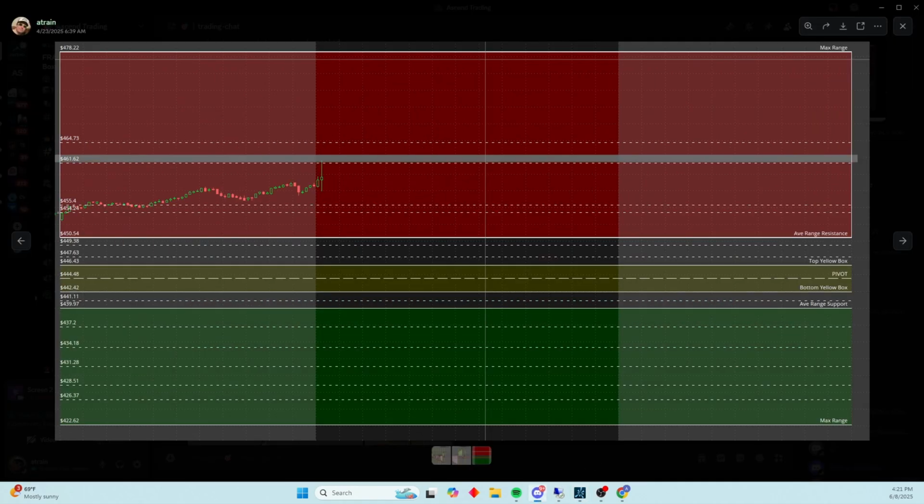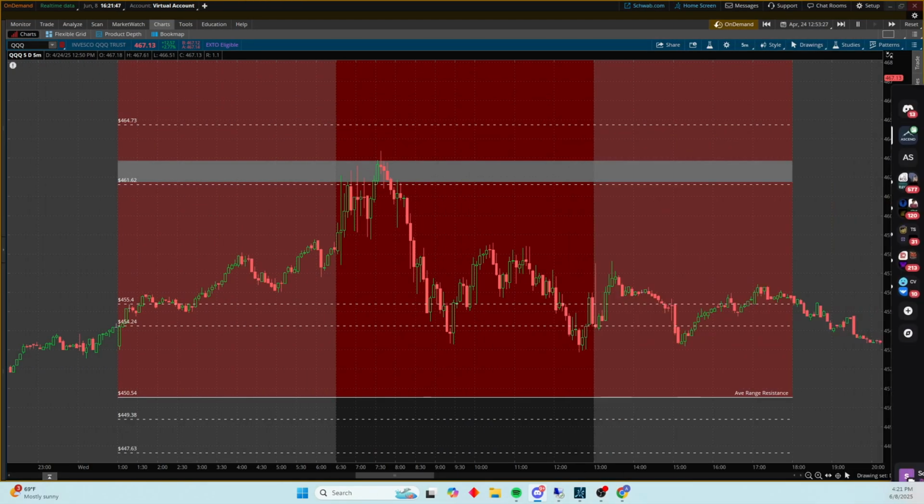But yeah, those are the examples I have for how I chart these zones out and how I play them. If there's any questions, feel free to ask.